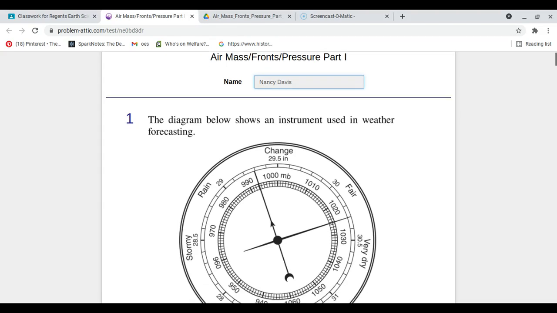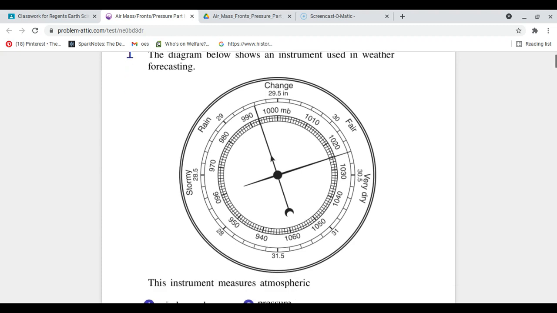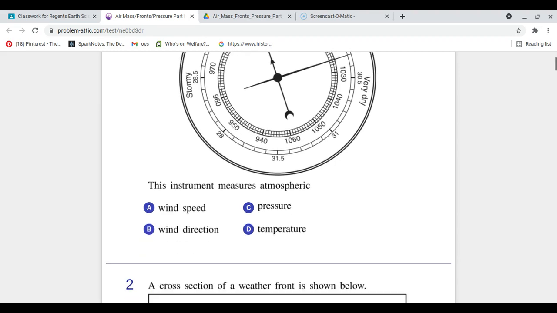Okay, number 1. The diagram below shows an instrument used in weather forecasting. We've seen this before. This was in, I believe, last week's quiz. This instrument measures atmospheric what? What 2 can we knock right off? B and A. Perfect. Get rid of A and B. So this instrument measures pressure or temperature.